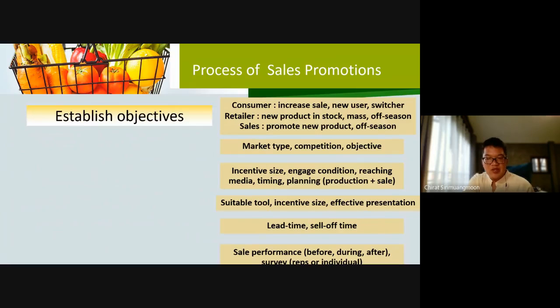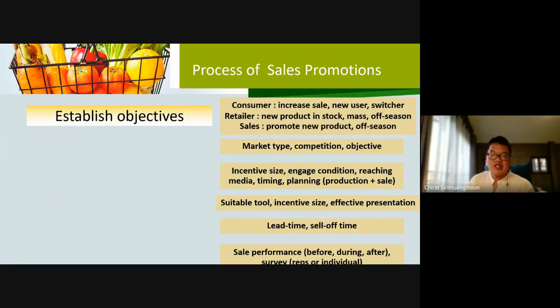So if you're dealing with the consumer group, the objective might be to increase the sales, try to create new users or brand switchers. If you're dealing with the retailer, the objective is to have the new products in the stock, trying to make them buy in mass production, in mass volume.